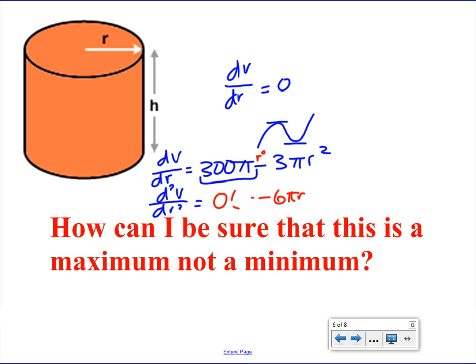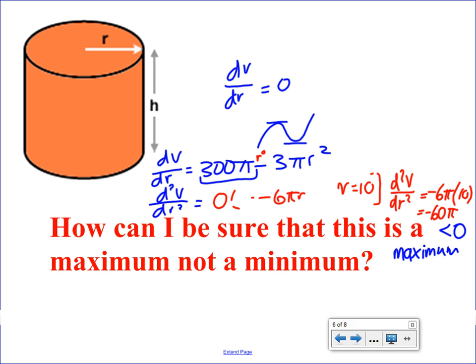So this is our test function. We have to feed our r value in. Right, so we knew r is 10. And so d squared V by dr squared is minus 6 pi times 10, which is minus 60 pi. Now what do we do with that information? You do the test. Well, first off we say we know that that's less than 0, and therefore it's the opposite of what you think it is, so it's the maximum. Yeah, exactly. That's what we want.